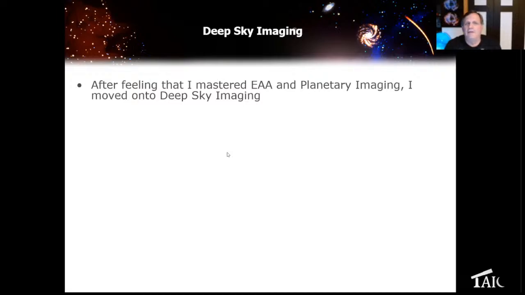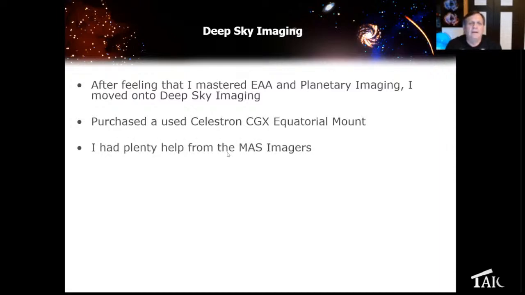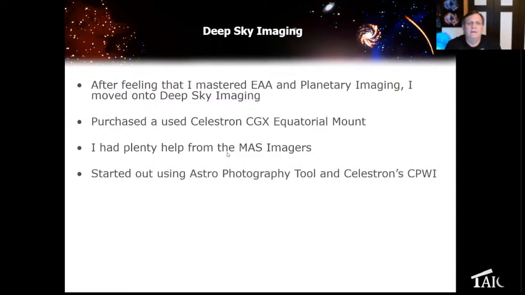Okay, after feeling that I had mastered electronic-assisted astronomy and planetary, I decided to move on to deep sky imaging, what everybody else was doing in the club, you know, with subs and all that other good stuff. I then purchased a used Celestron CGX equatorial mount. I had lots of help from the MAS imagers.